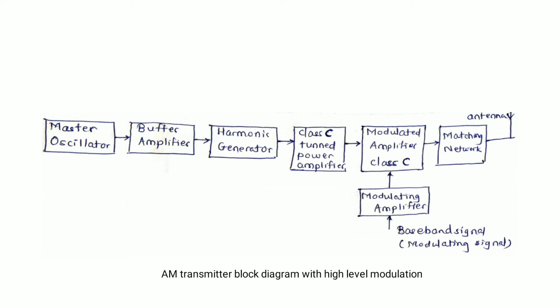Now the master oscillator: generally for carrier signal generation, a crystal oscillator is used, that is the master oscillator. But the master oscillator cannot generate a high frequency. If it tries to generate a high frequency signal, it becomes unstable, so the modulated signal also becomes unstable. If the crystal oscillator generates a low frequency signal, it is more stable.